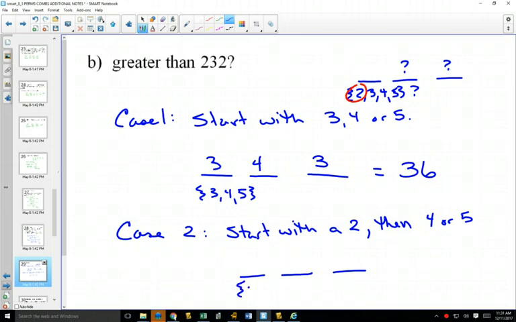I'm starting with a 2, counting numbers in the 200s, and then to guarantee that it's going to be larger, I go 4 or 5, because that will count numbers in the 240s and the 250s, and then it doesn't matter what the last digit is. I've used up 2 numbers. I have 3 numbers left, so there'll be 6 ways.